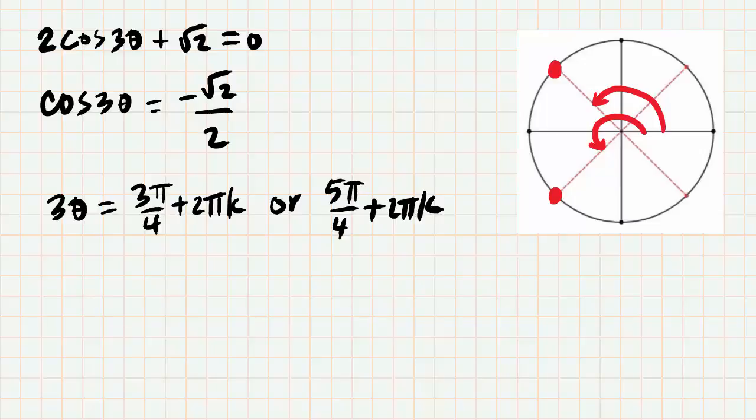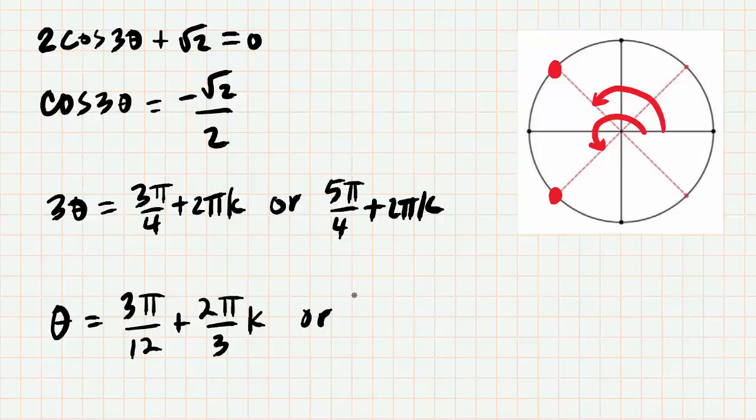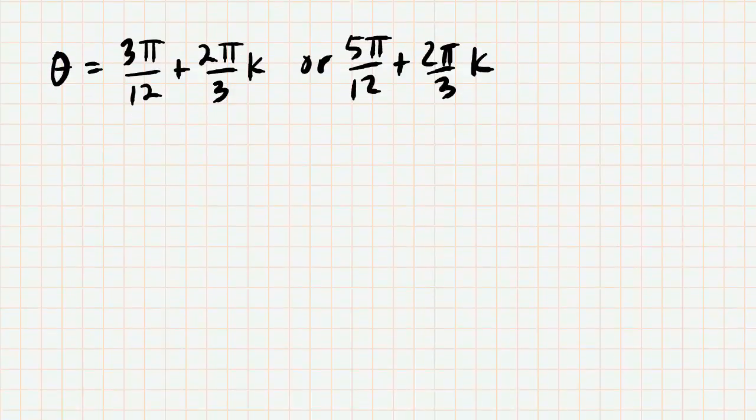We haven't solved for theta yet. Solving for theta is not too hard, though. We divide both sides by 3. And that will give us 3 pi over 12, and we're dividing all terms on the right by 3. There we go. Now, that can be simplified a little bit.